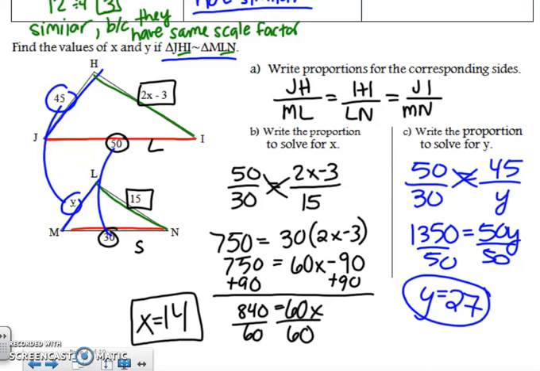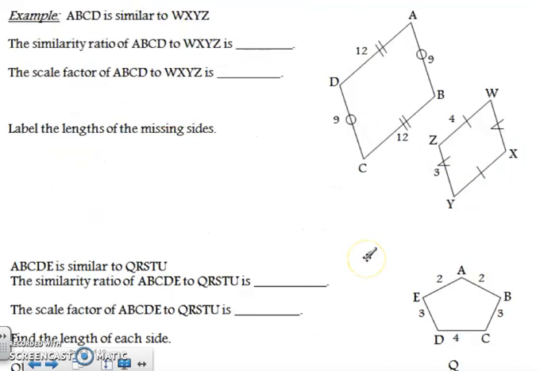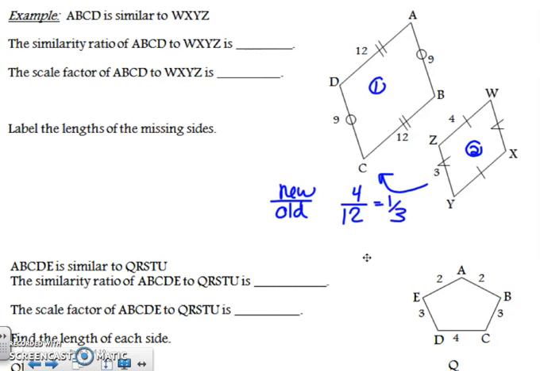Okay? All right, one more thing. Look at one more example. I know ABCD is similar to WXYZ. So I want to know the similarity ratio of this first shape to this second shape. Okay? So I notice it's going large to small. So you kind of do the opposite, and you do the small shape over the original. So your formula is new shape over the old shape. So that would give me 1/3. So my similarity ratio is 1 to 3, and the scale factor is 1/3.